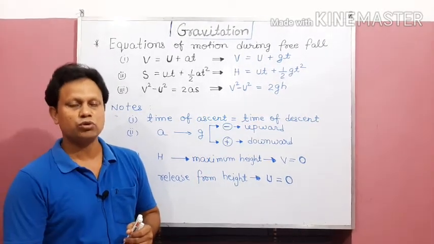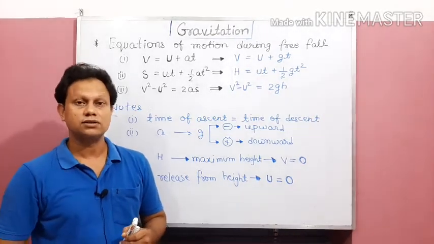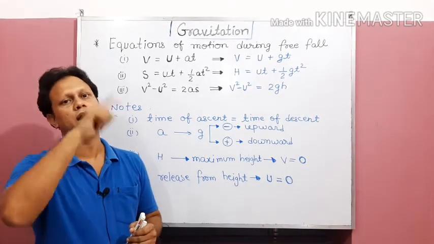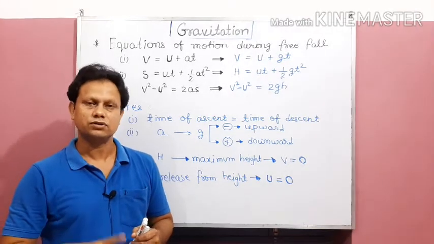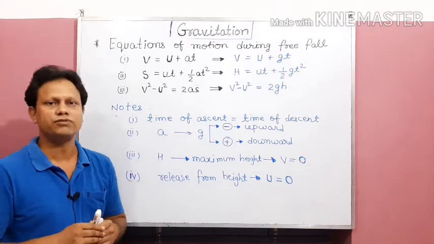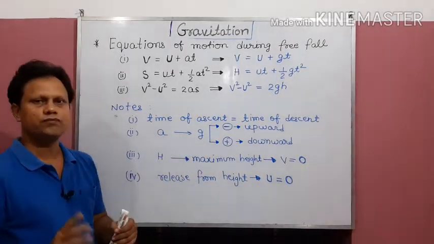Suppose you have thrown an object and it comes back to your hand after 10 seconds. What does it mean? The first 5 seconds are used for going up, and the next 5 seconds are used for coming down. So, you have to take care of that. That is what is called time of ascent is equal to time of descent. Then acceleration is replaced by g, that we know.